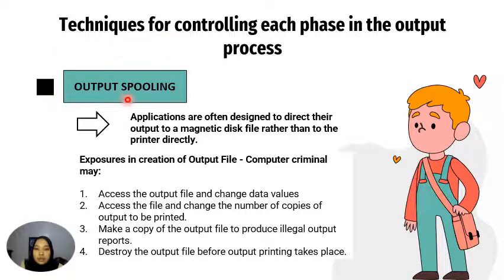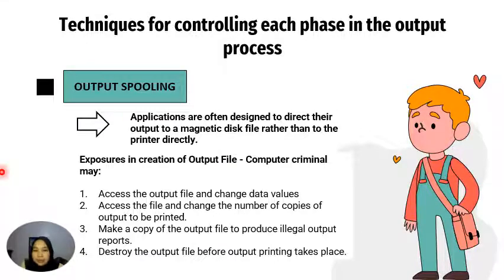The first one is output spooling. In large-scale data processing operations, output devices such as line printers can become backlogged with many programs simultaneously demanding these limited resources. This backlog can cause a bottleneck which adversely affects the throughput of the system. Applications waiting to print output occupy computer memory and block other applications from entering the processing stream.